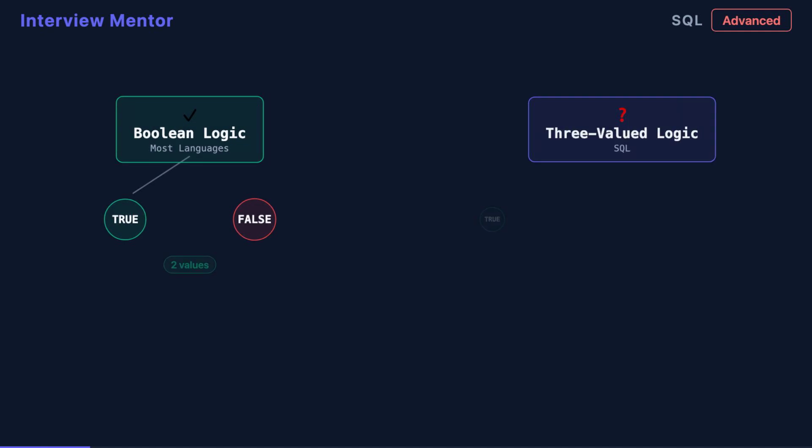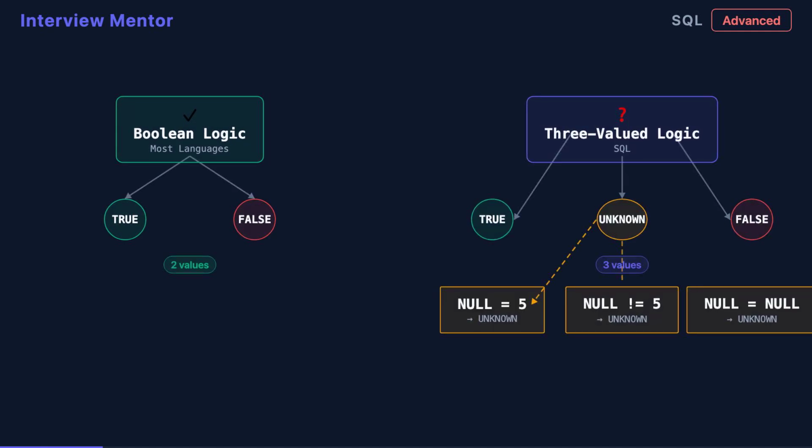Most programming languages use Boolean logic with true and false. But SQL adds a third value, null. When you compare anything to null, the result isn't true or false. It's null. Null equals 5? Null. And null not equals 5? Also null. Even null equals null returns null, because null represents missing or unknown data, so we can't know if two unknowns are the same.